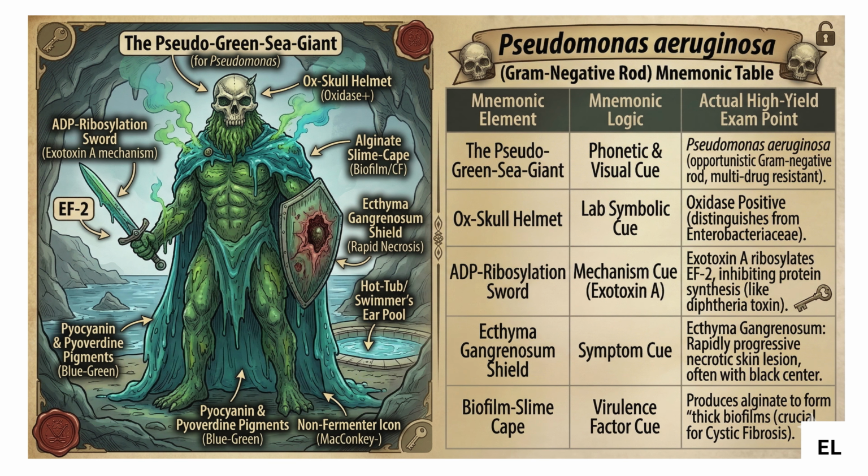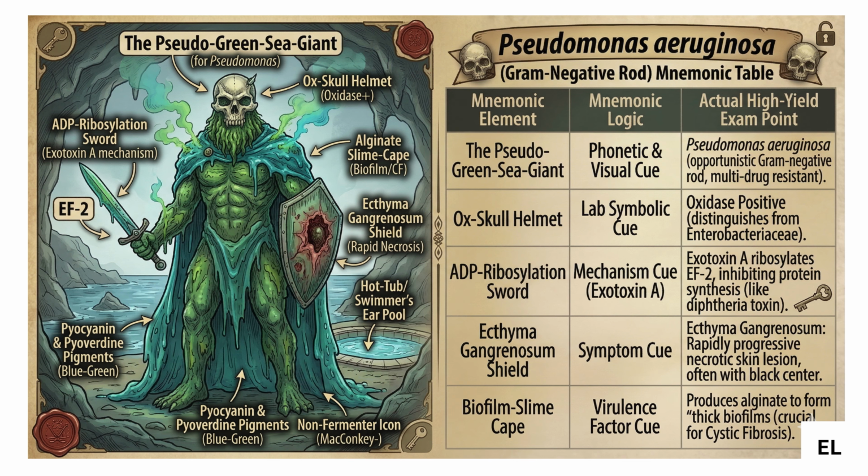Welcome, everyone. Today we are going to understand Pseudomonas aeruginosa, a very important opportunistic gram-negative bacterium, using this powerful visual mnemonic. Instead of memorizing scattered microbiology facts, we will decode this image like a story. Every element you see represents a high-yield exam point.